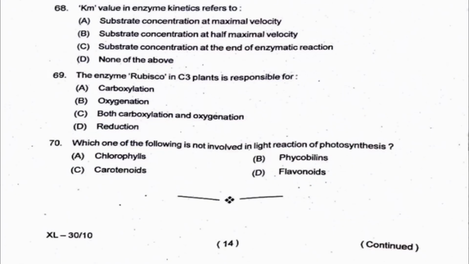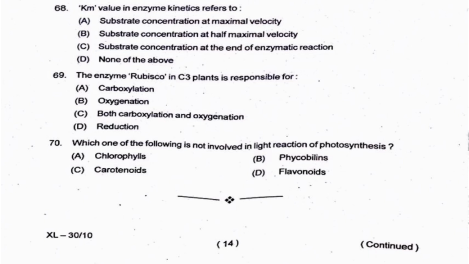Okay. Next, question number 68. Km value in enzyme kinetics refers to option A, substrate concentration at maximal velocity. Option B, substrate concentration at half maximal velocity. Option C, substrate concentration at the end of enzymatic reaction. Option D, none of the above.